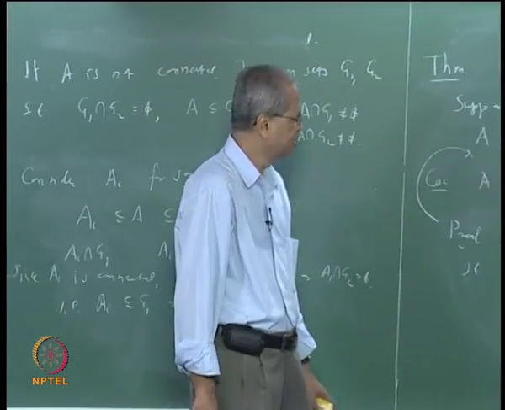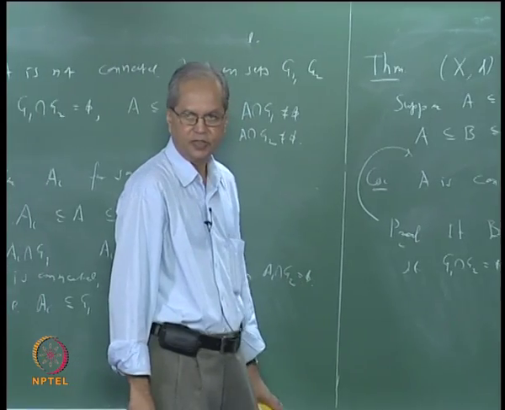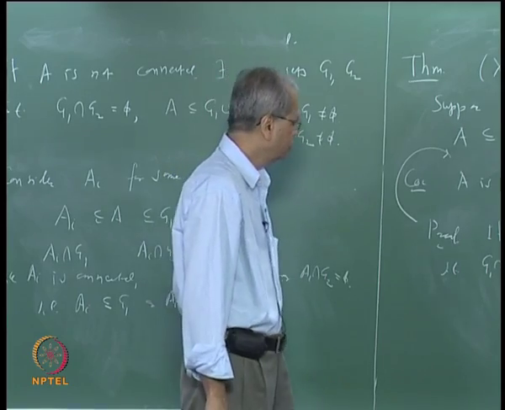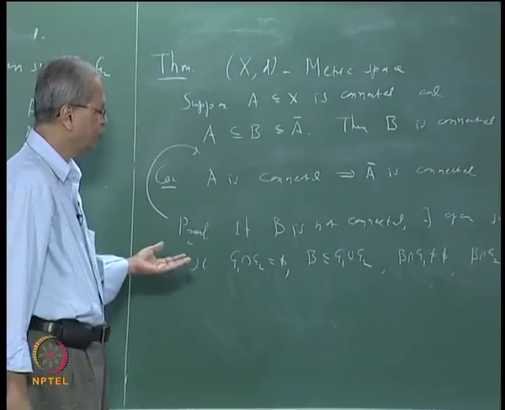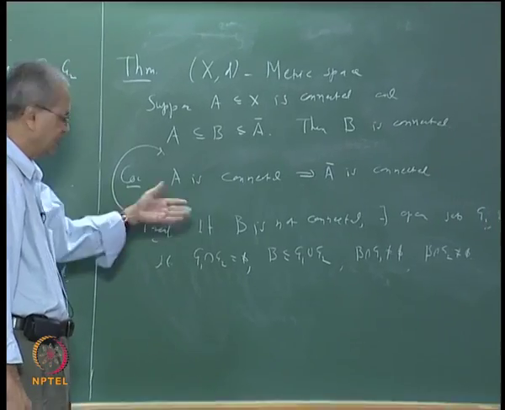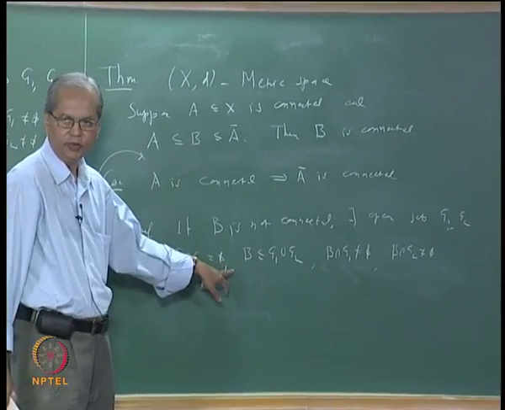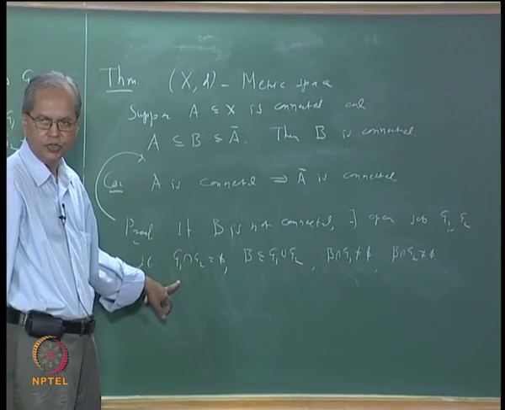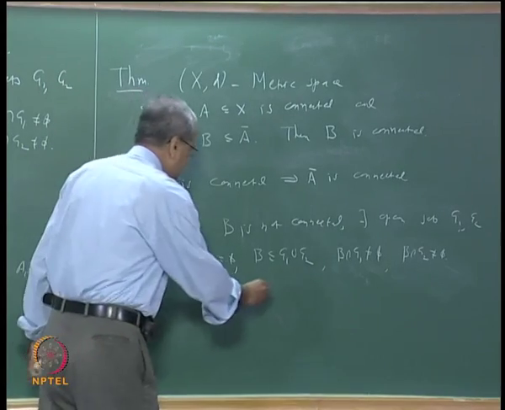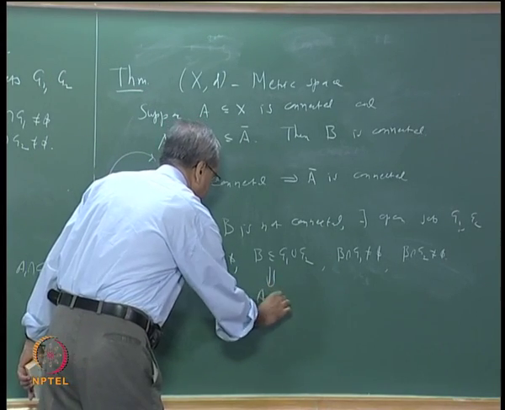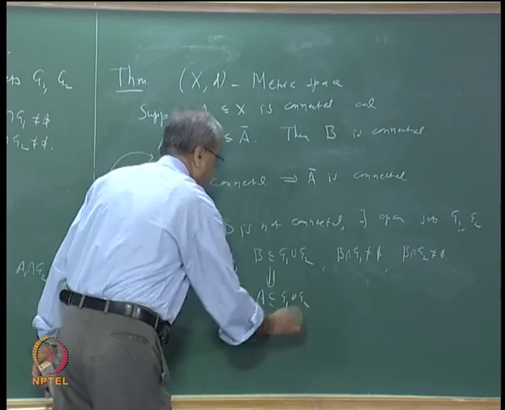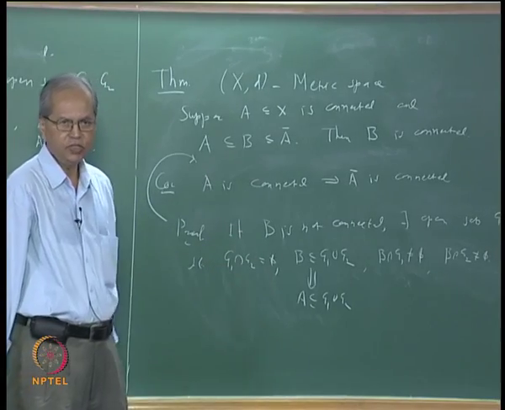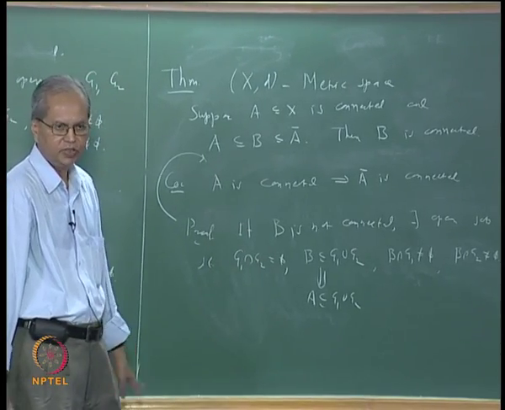We will show from here that if this is the case, then A also cannot be connected, and that will be the contradiction to the assumption that A is connected. To show that A is not connected, we have to again construct open sets G1, G2 satisfying all these properties, just B replaced by A. G1 and G2 are disjoint anyway, but can you see that this implies that A is contained in G1 union G2, because A is contained in B, and if B is contained in G1 union G2, that will say that A is contained in G1 union G2.